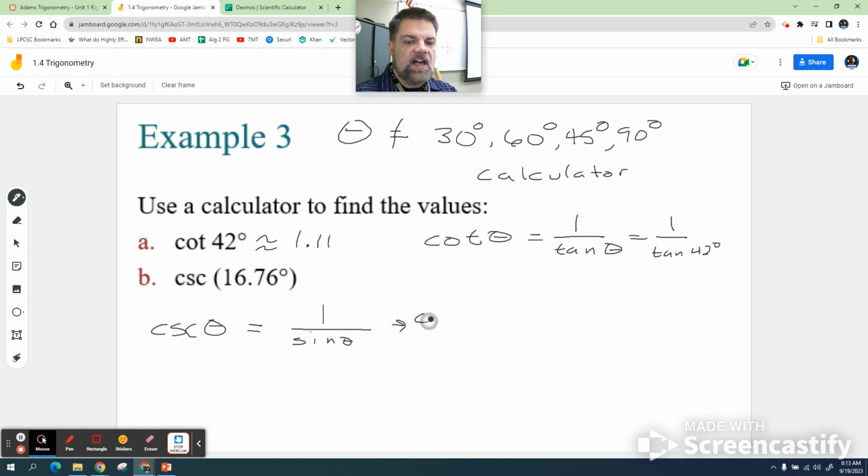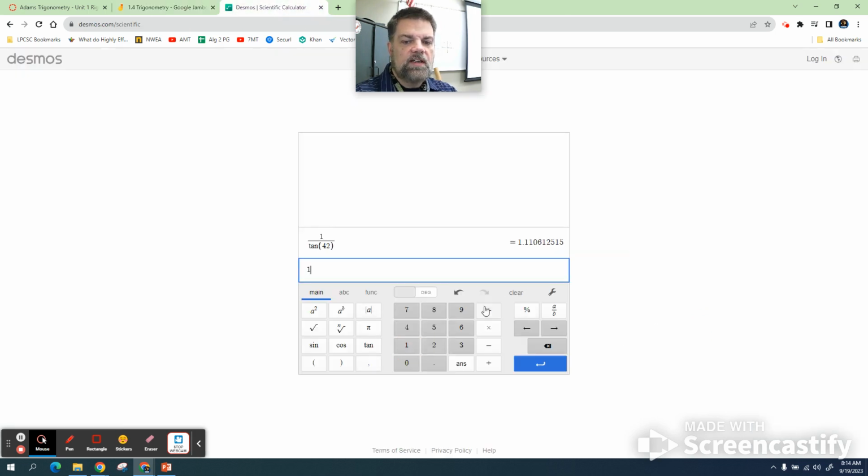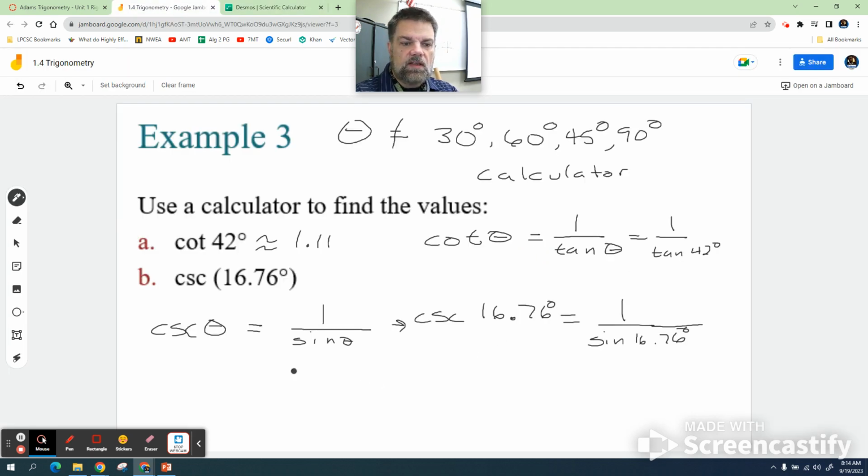So in other words, if I say I want to know the cosecant of 16.76 degrees, then to plug it in the calculator, I have to do 1 divided by sine of 16.76 degrees. Let's see what that is. So I'm going to say 1 divided by sine of 16.76 degrees. And I get approximately 3.47 if I round to the hundredth. So this is approximately 3.47.